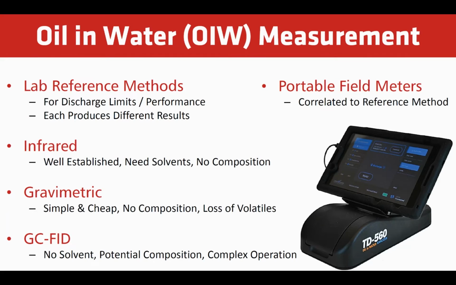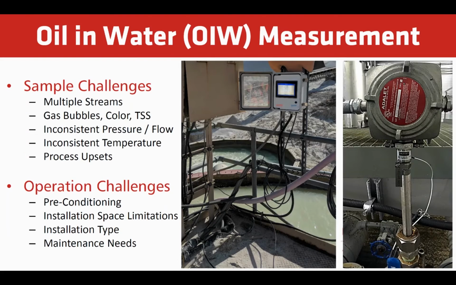operators. Portable field meters can be used for routine analysis and may be correlated to reference methods. Alternatively, online analyzers can be used for continuous analysis for process trending and detection of process upsets. Online monitoring of oil and water comes with sample and operational challenges.